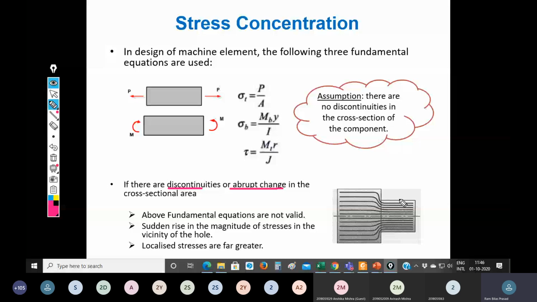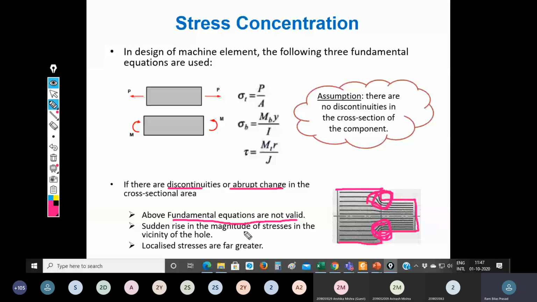Like look at this shaft. This is a kind of stepped shaft, right? At the end the diameter is lower and there is a discontinuity. So what is happening is that here stress is getting concentrated. Stress is getting concentrated in this zone in the corner, right? In this corner the stresses will be higher. So the fundamental equations to determine the stresses in such a case are not valid.